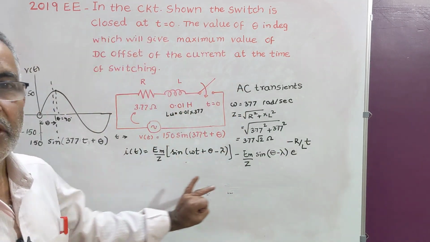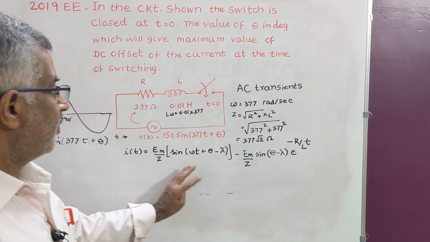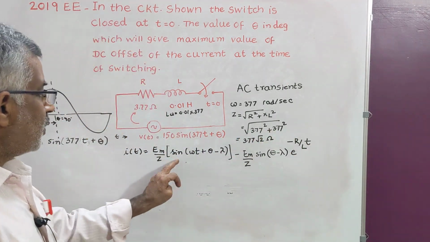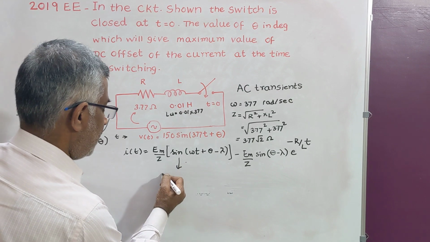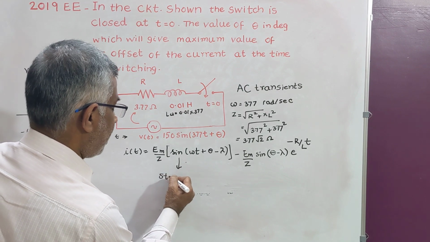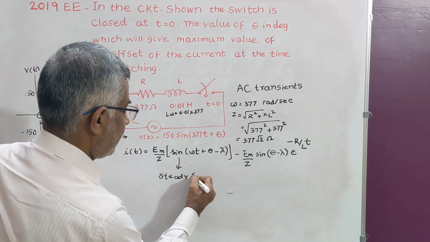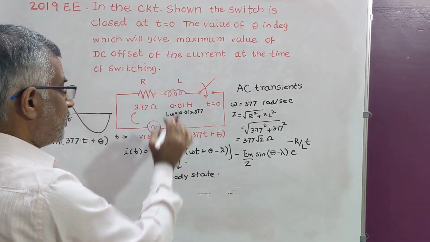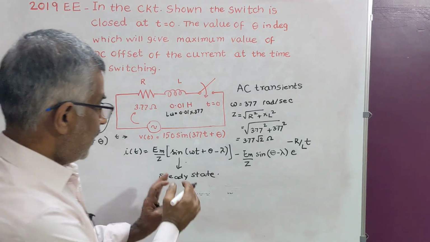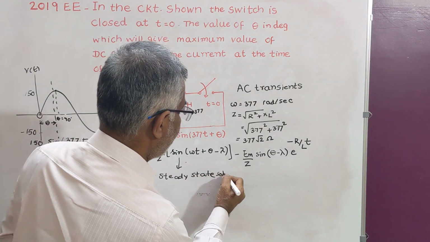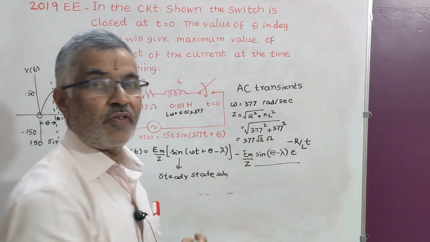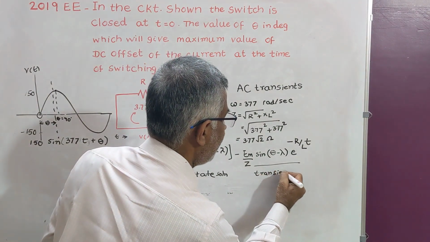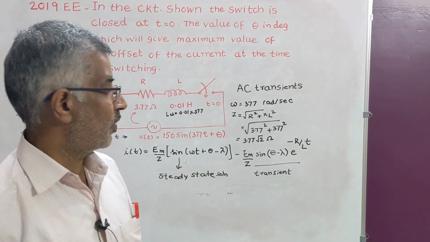So this is the total solution. Now this solution is of two parts. This part is what is called the steady state response. When this part becomes zero, then the system enters into steady state. Whereas this part is what is called the transient part of the solution.